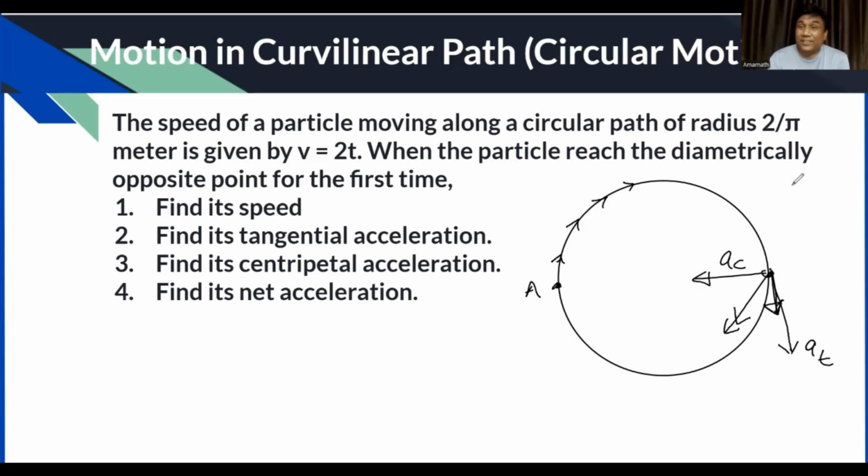Now this time the radius of curvature is given. Radius of curvature is given. This is 2 by pi. So I don't know exactly at this point what the speed is, because here time is given, but in the data, they are giving the diametrically opposite point. So how to solve it, you see.